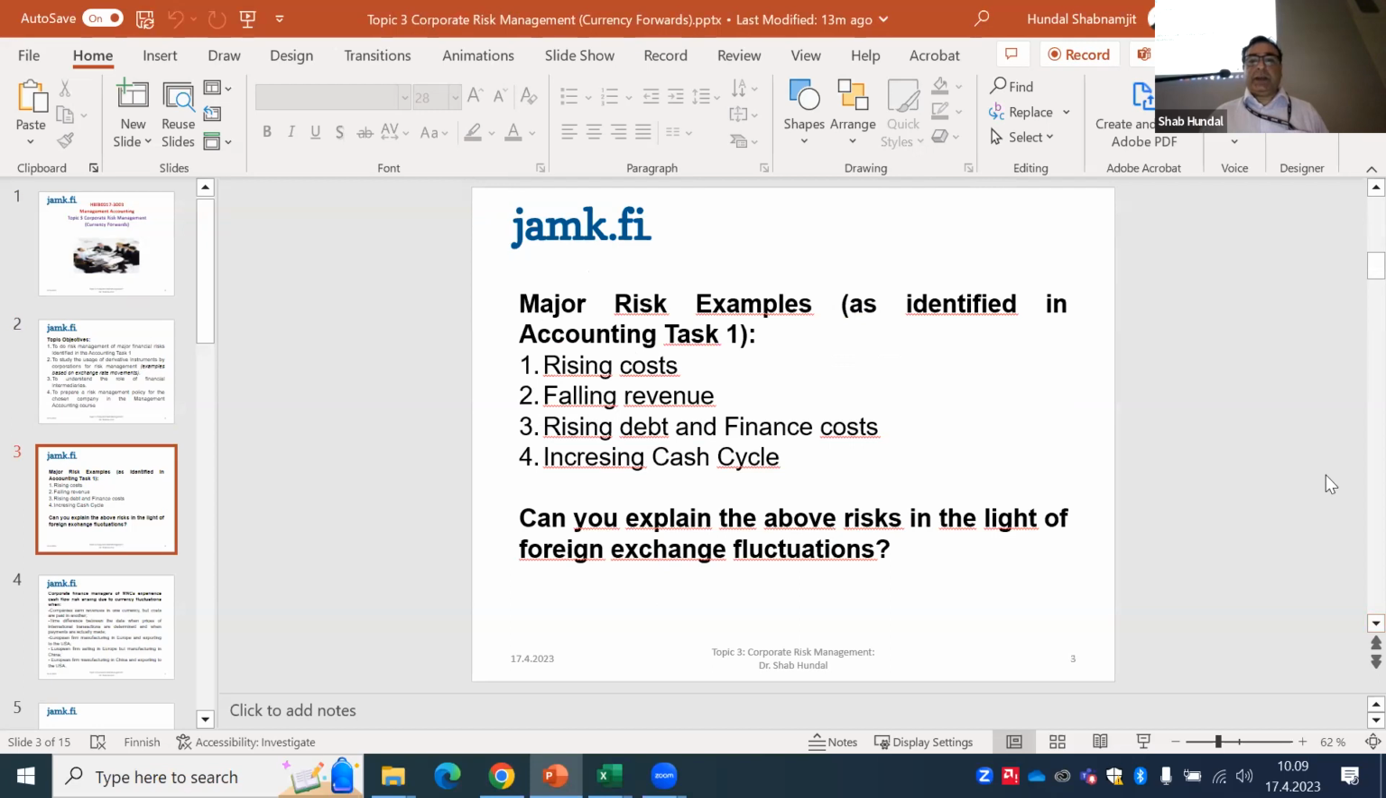The major risks which you might see in accounting task 1 are that either the costs are rising or the revenues are falling, the debts are rising, the finance costs are increasing, and the cash cycle is increasing. These are the very normal, usual problems which companies can experience.